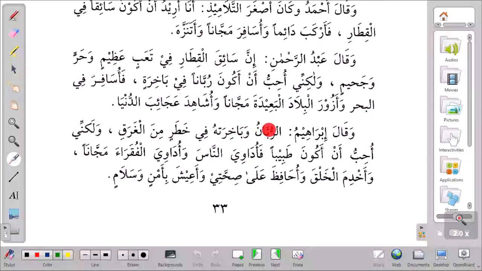Ar-rubban, the captain, wa bakhiratuhu, and his steamship, fi khatarin, is in danger. Khatarun means danger. So when someone tells you anta fi khatarin azim, you are in great danger. So khatarun is what? Danger. So ar-rubbanu wa bakhiratuhu, the captain and his steamship, fi khatarin min al-gharaqi, is in danger of drowning.